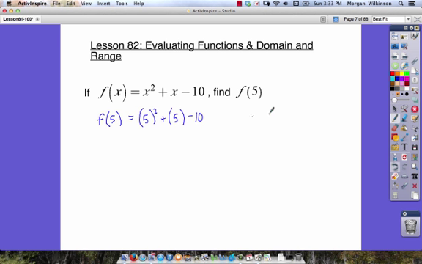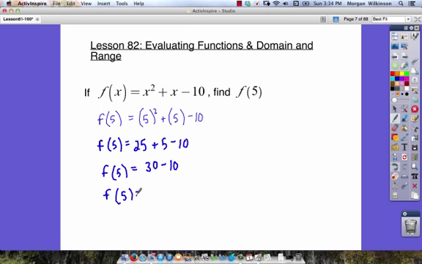I'm going to make the pen a little bit bigger. So we've got f of 5 is going to be equal to 5 squared, that's 25, plus 5 minus 10. 25 plus 5, that's 30, and 30 minus 10 is going to give us our answer. So we have f of 5 is equal to 30 minus 10, that must be 20. So f of 5 is equal to 20, and this is how we'll report our answer. We're saying the value of the function when x equals 5 is 20.